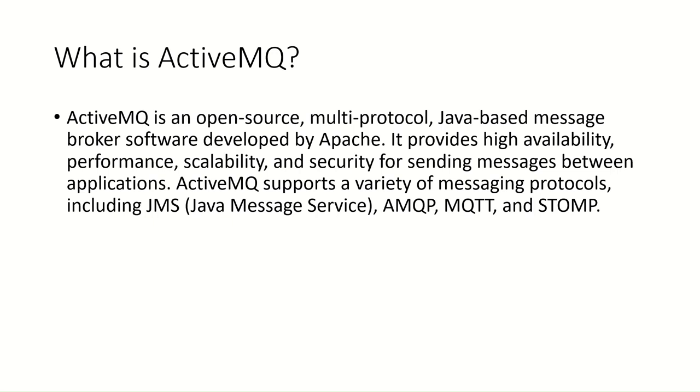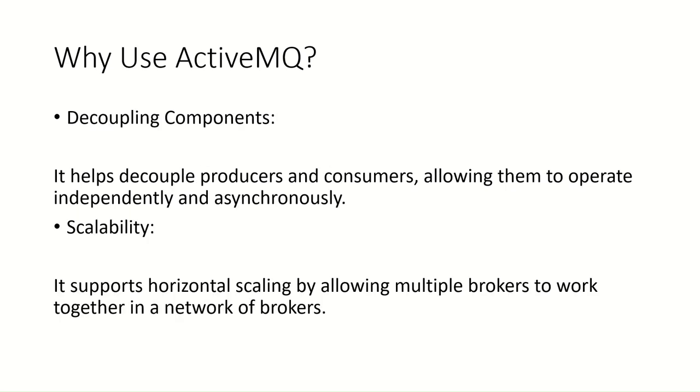ActiveMQ supports a variety of messaging protocols like JMS, which is Java Message Service, AMQP, MQTT, and STOMP. So these are the variety of protocols that ActiveMQ supports, and this is about what ActiveMQ is. Coming to the next slide, I have listed down the features of ActiveMQ. Why should one use ActiveMQ?